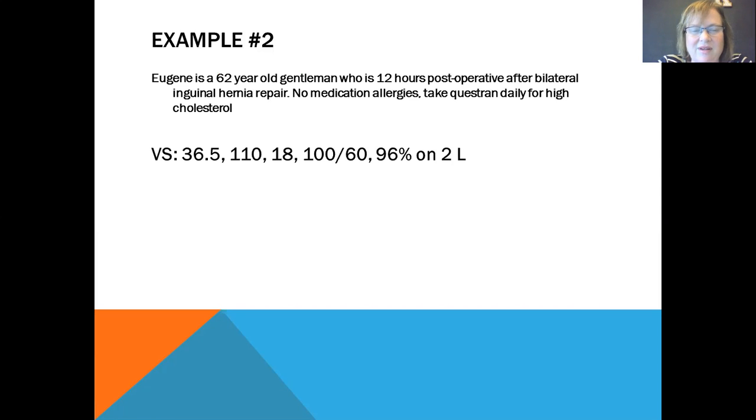Temp is 36.5, heart rate is 110, respiratory rate is 18, blood pressure is 100 over 60, O2 sat on 2 liters is 96%. Take a second, pause if you want, and do your up and down arrows. Remember, up arrow if it's too high, down arrow if it's too low, check mark if it's okay, and our little star if we're keeping it in mind, even if it's falling within the normal range. Ready?